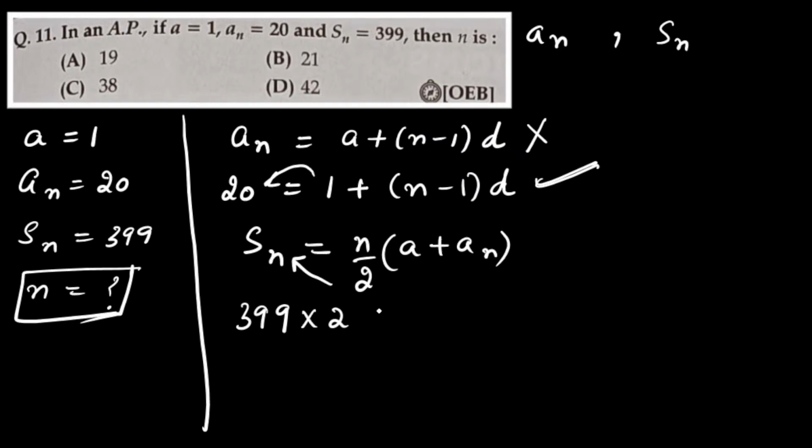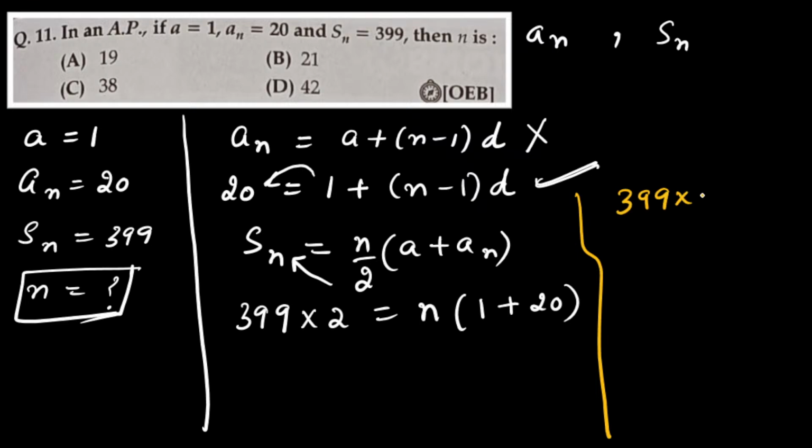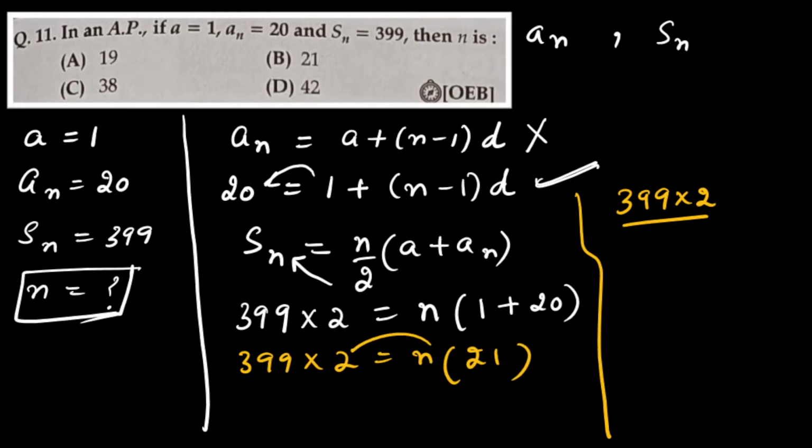I am shifting 2 to the other side. Here I am left with n into a plus An. A's value is 1 and An's value is 20. So 399 into 2, don't multiply here. Don't waste your time in multiplication. Directly we can do cancellation. So 399 into 2 is equal to n into 20 plus 1, which is 21. Let's shift 21 to the other side. When we shift 21 to the other side, it will get divided. We'll be left with only n on this side.